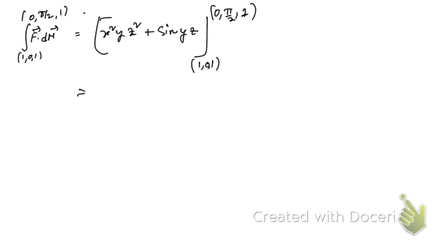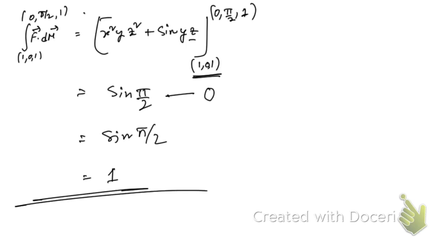Now let's put these values, upper limit first. If you put x equal to 0, this whole term is going to be 0, that's it. Here no x, so we get sine pi by 2 and z is equal to 1, so simply sine pi by 2. Then minus, if you put the lower limit, y is equal to 0, so this term is going to be 0, and here also y is equal to 0, so that's sine 0. Sine 0 is 0, simply 0 we have got. So we have got sine pi by 2, which is equal to 1. So this is the value of the integral.